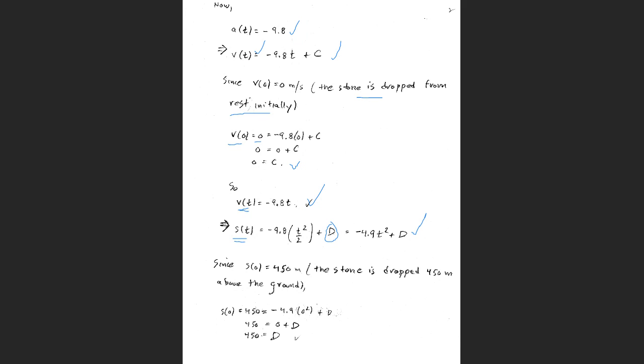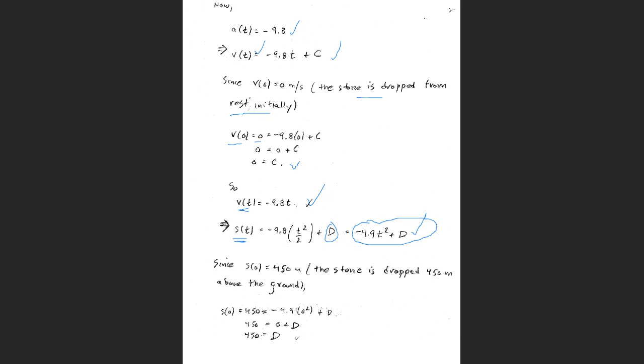So S of t equals negative 4.9 t squared plus d. I want to find what d is. The formula is not useful to me with these unknown constants in there. In order for me to do part B, at what time does the stone reach the ground, I can't have an unknown constant d in there.